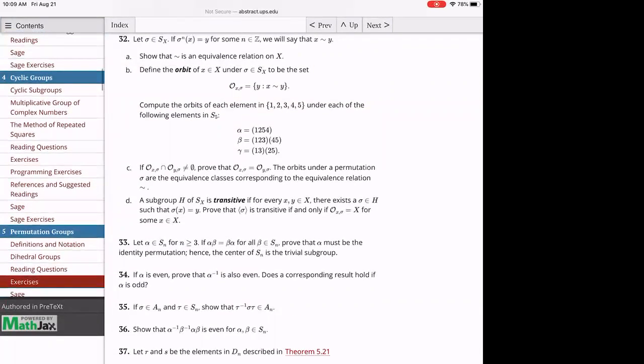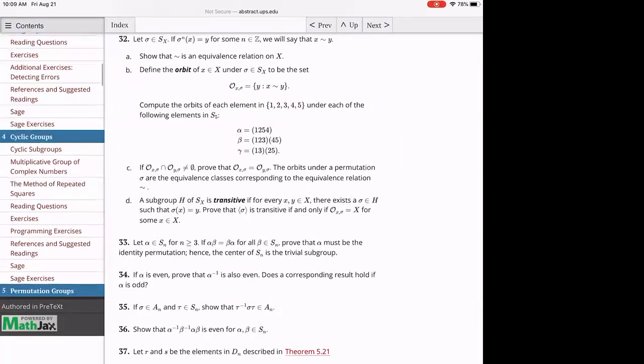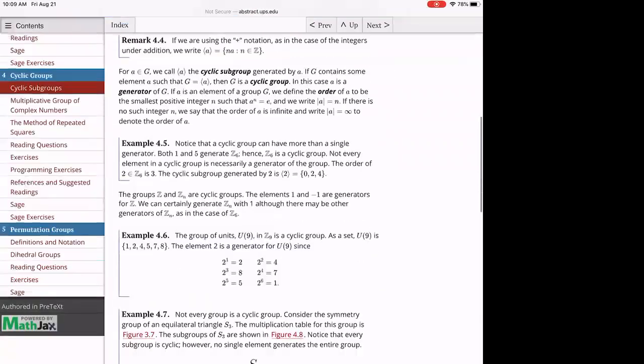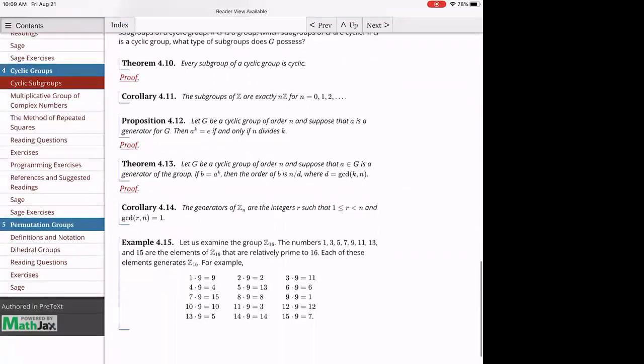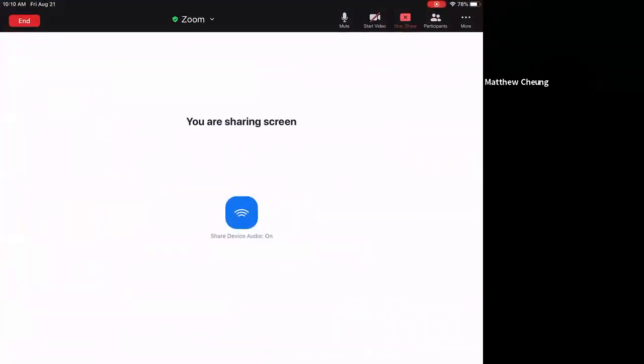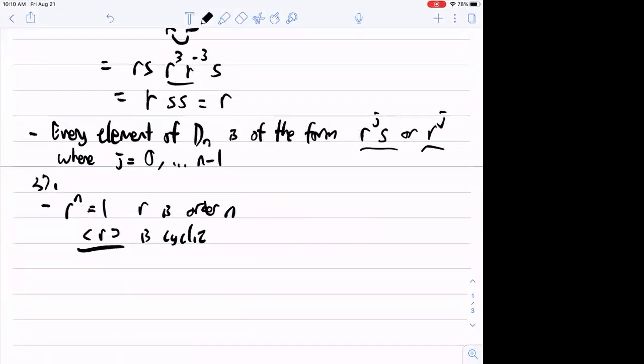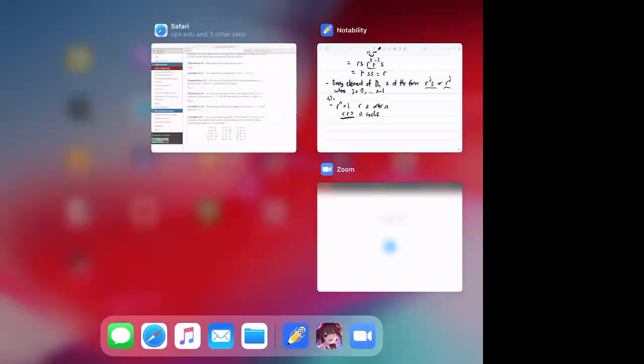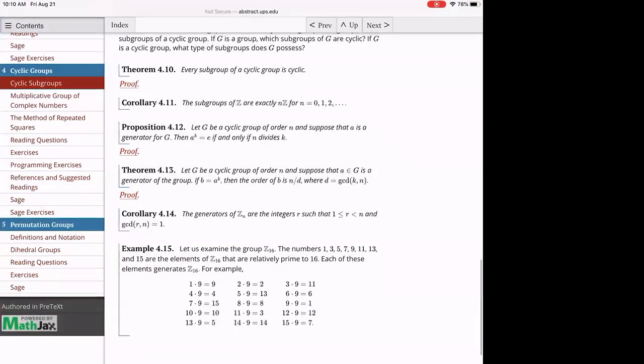I forgot where it was. Let me see. Cyclic subgroups, I'm guessing. The order, yeah, right here. Theorem 4.13, right? It's exactly that. If you have a subgroup of order n, which is what we have, this subgroup R is order n, right? R to the n is 1 and nothing lower.